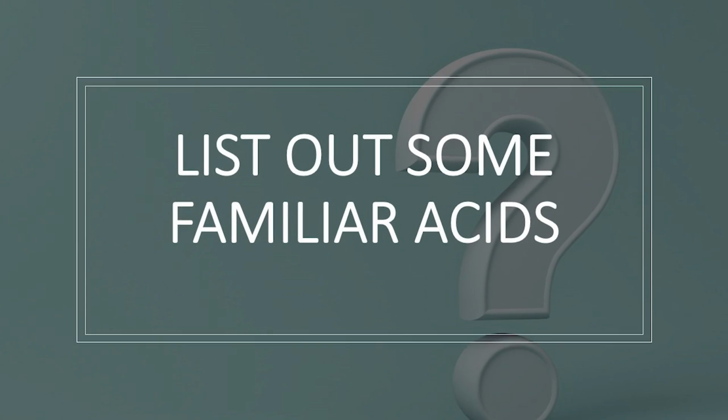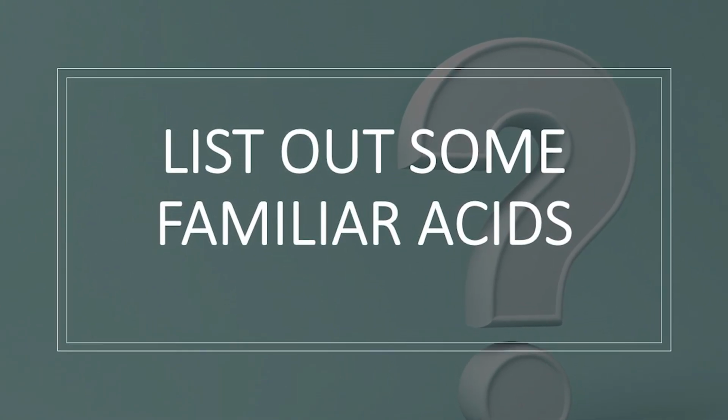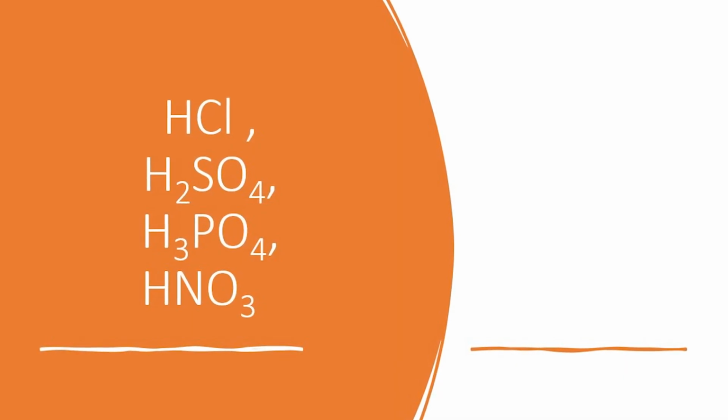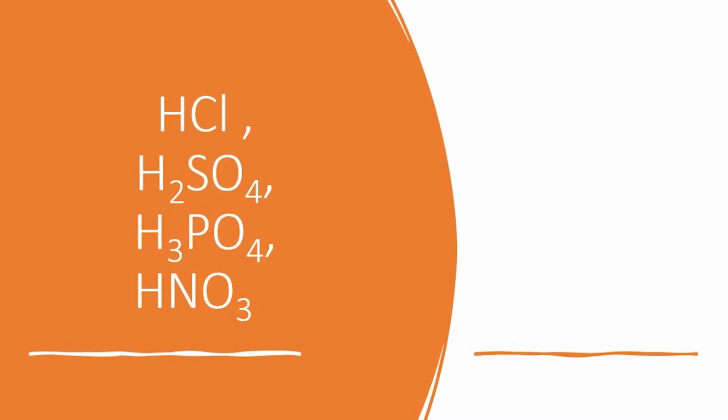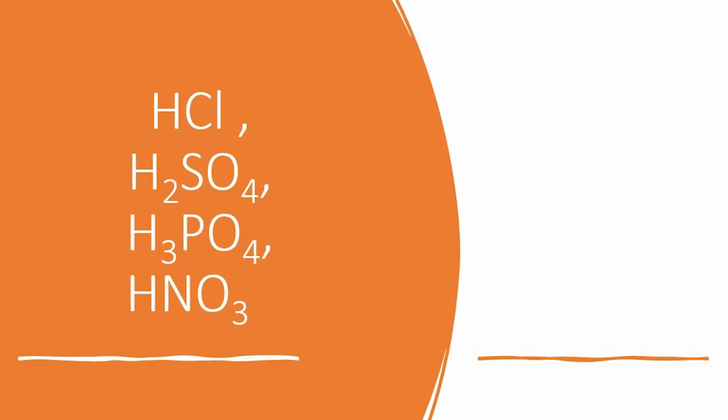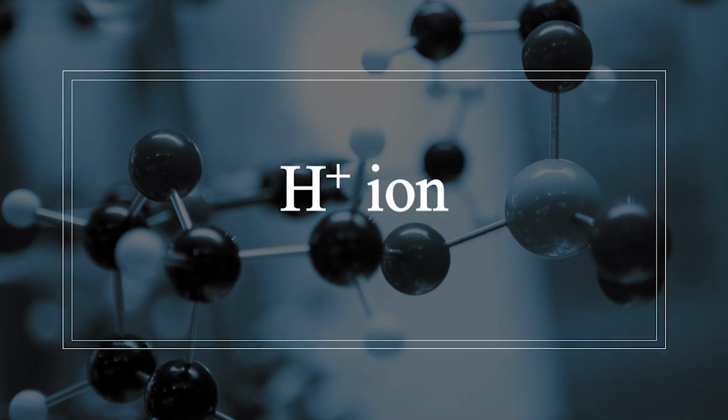Before coming to the Arrhenius concept, first you have to write some examples of familiar acids. Please write. I think you may have listed the following acids such as hydrochloric acid HCl, sulfuric acid H2SO4, H3PO4 phosphoric acid, HNO3 nitric acid. Now, can you identify the common ion present in them? Yes, it is the H plus ion.